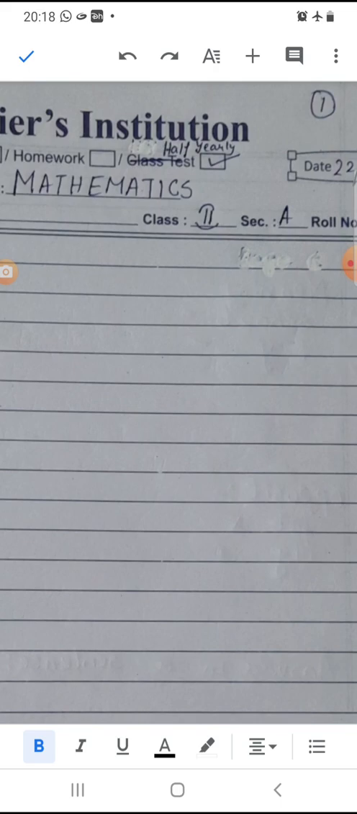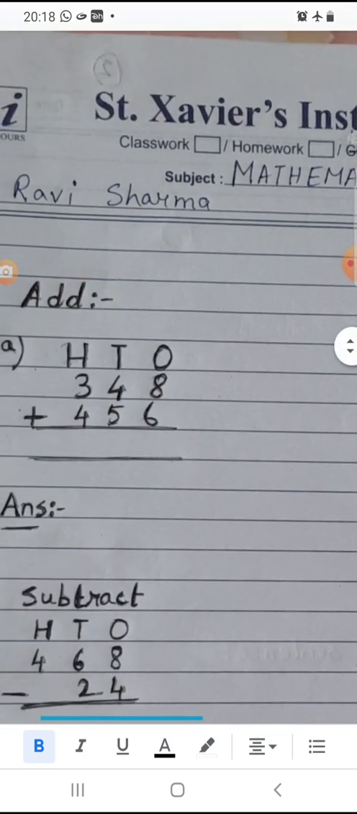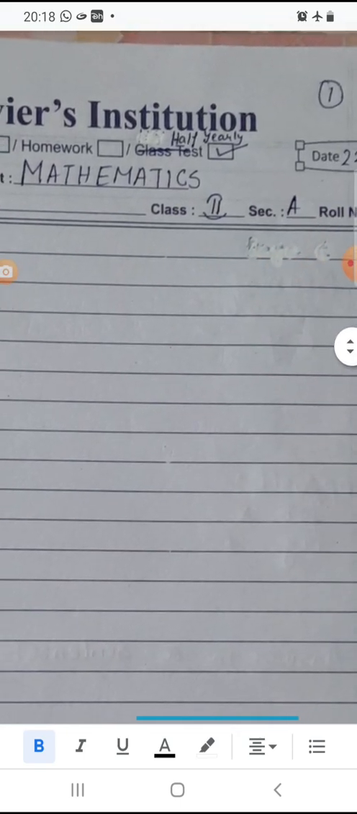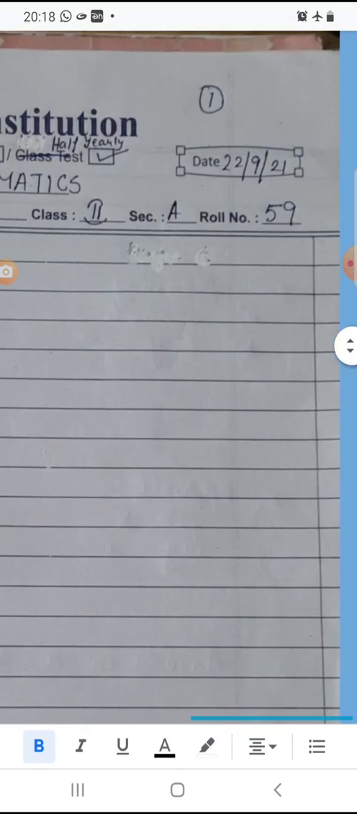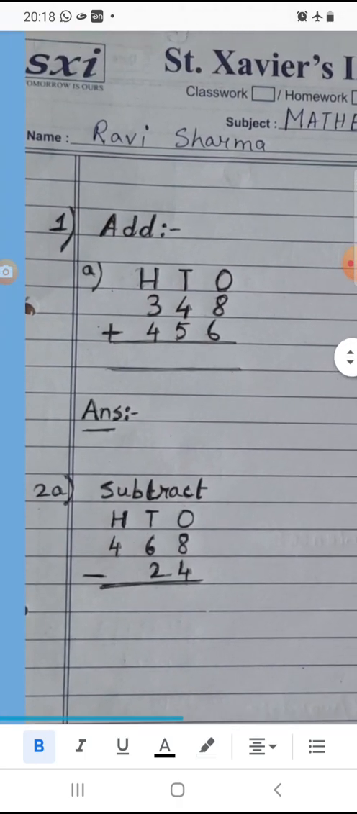Write half yearly, put a tick mark, write the date, write the page number on top of the box for the date, write your name, clearly write the class, the section, the roll number, draw margin on the right hand side of the page. For mathematics, write question number 1.